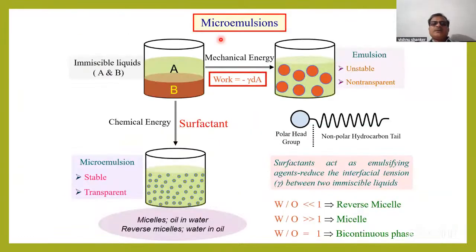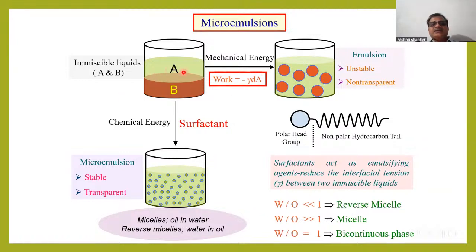So, the reverse micelle method. You know that it is an example of a microemulsion. A microemulsion is very stable compared to an emulsion. Here you can see a cartoon image showing the emulsion, and this is the microemulsion. So what is the basic difference here?